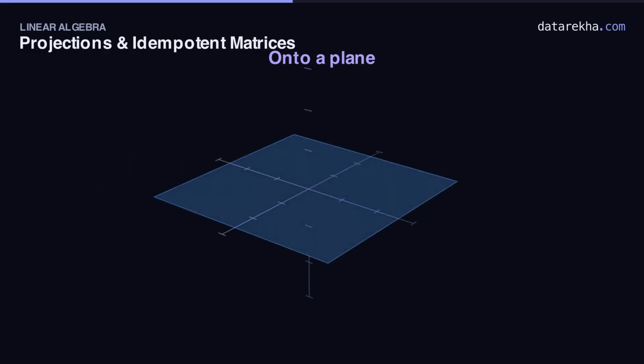Now watch P work in space. Here is the floor, and a vector reaching up above it. Numerically, take (2, 3, 4). The 4 is its height off the floor. Apply P. The x and y survive. The z is zeroed. So the shadow lands at (2, 3, 0), right on the floor.